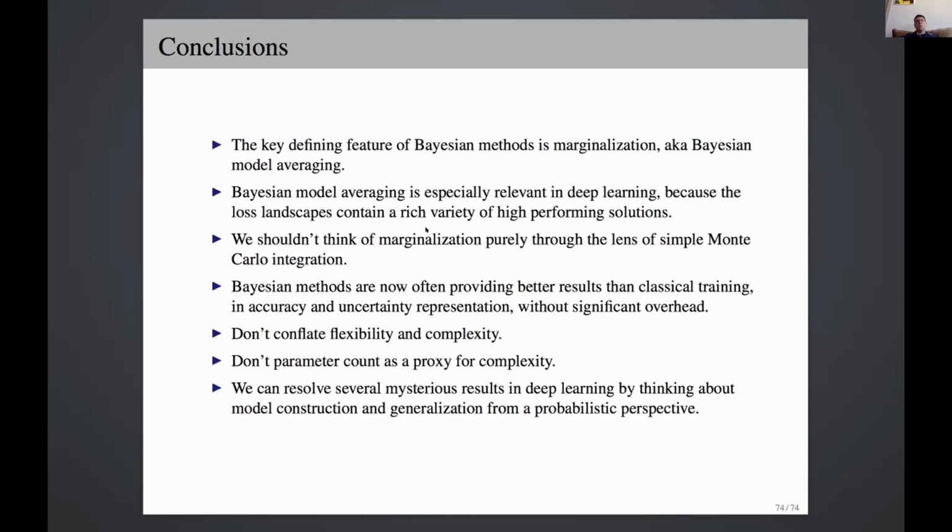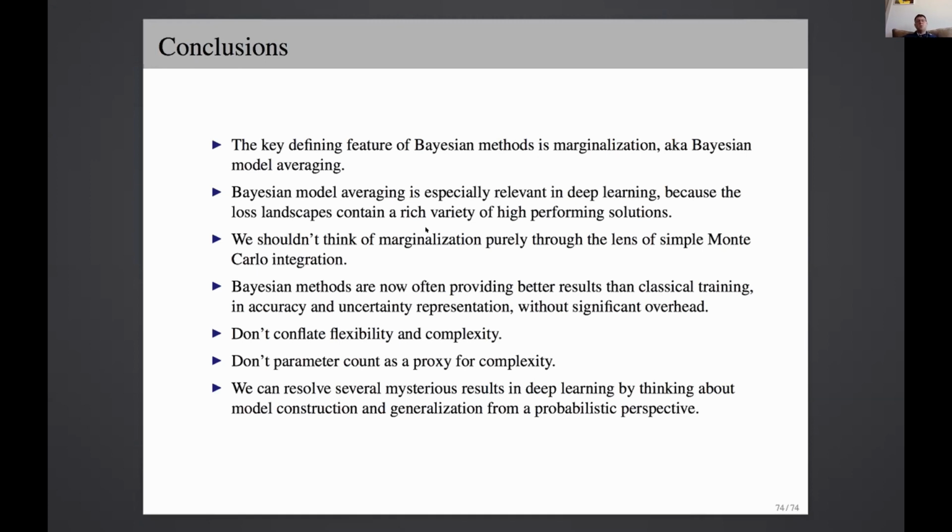To that end, we should also be careful about not viewing marginalization purely through the lens of simple Monte Carlo integration. If we're given a finite amount of computation, we don't necessarily want to just get high fidelity posterior samples. And I'm very excited to say that, practically speaking, Bayesian methods are often now providing better results than classical training in accuracy and uncertainty representation without a lot of significant overhead. And also, we should be very careful not to conflate flexibility and complexity. GPs, for example, are beautiful instances of models with a huge amount of flexibility, but not a lot of complexity in their inductive biases, and good generalization on a small number of data points.